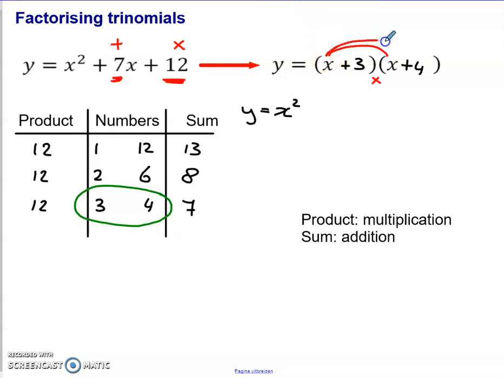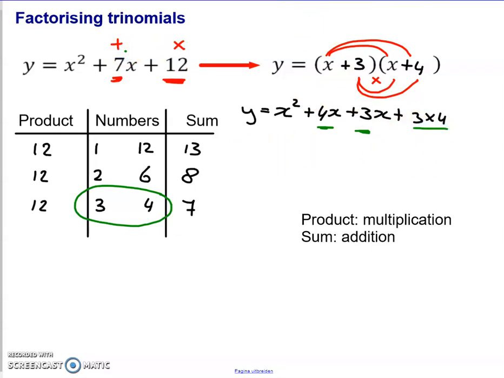Next arc, x times 4, and that is plus 4x. We continue over here, x times 3, that's plus 3x. And then the last arc is over here, 3 times 4. And I'm not going to write down the solution, but I'll write down what I just said. 3 times 4. And now you can see those two special numbers. 4 plus 3, and that's this 7. 3 times 4, that's 12.